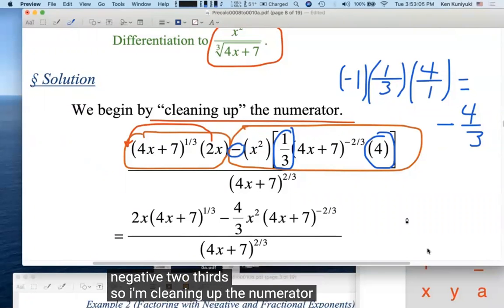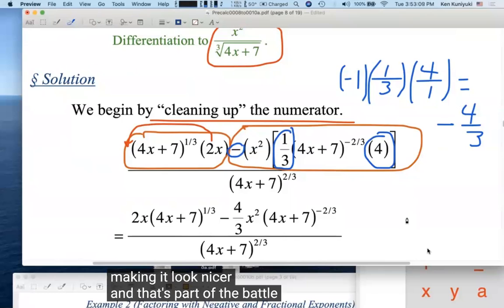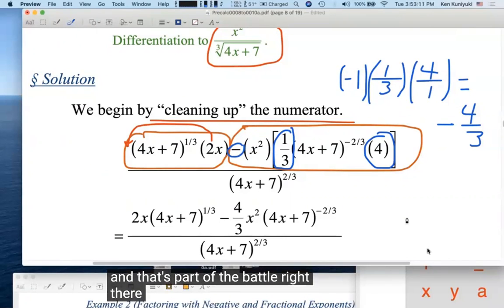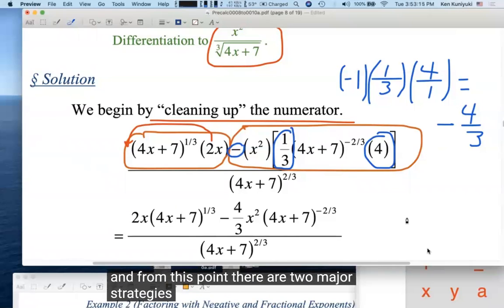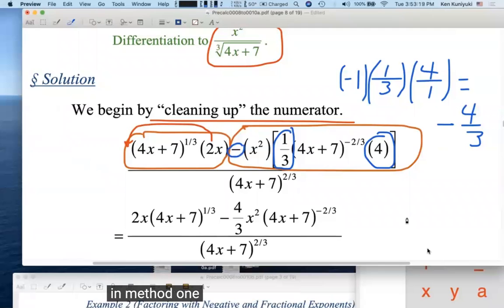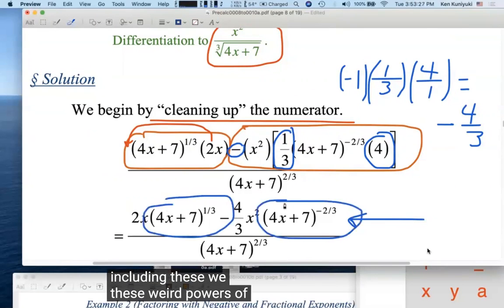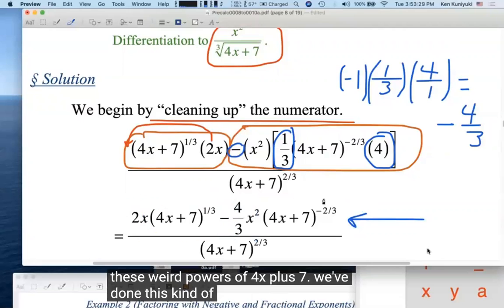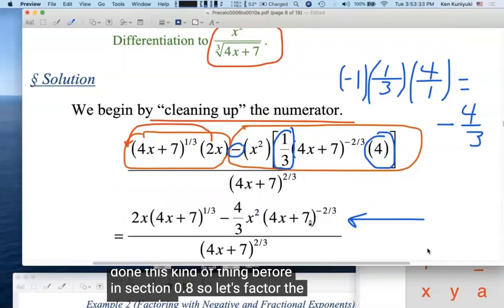So I'm cleaning up the numerator. I'm making it look nicer. And that's part of the battle right there. And from this point, there are two major strategies that we can pursue. In method 1, we're going to factor the top. We're going to factor the numerator, including these weird powers of 4x plus 7. We've done this kind of thing before in section 0.8. So let's factor the numerator.